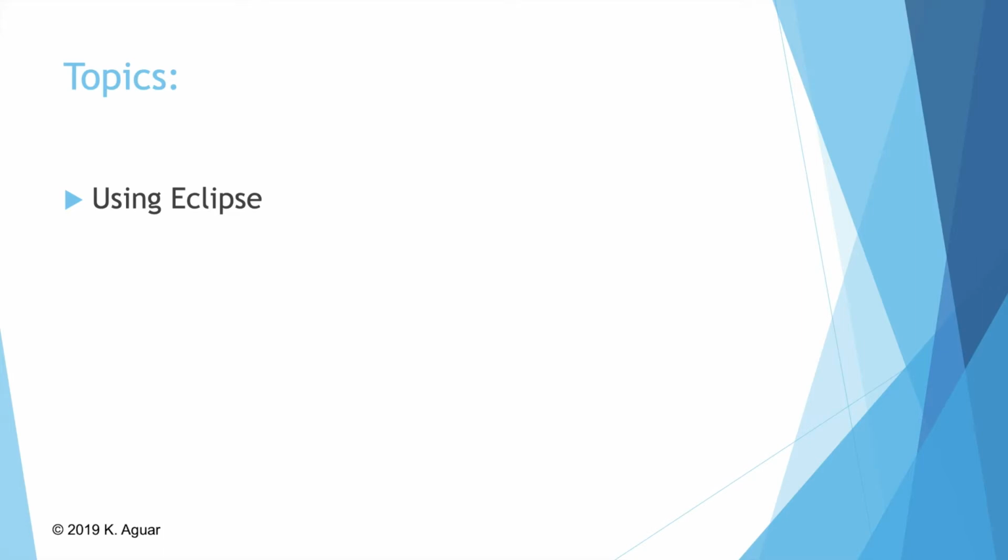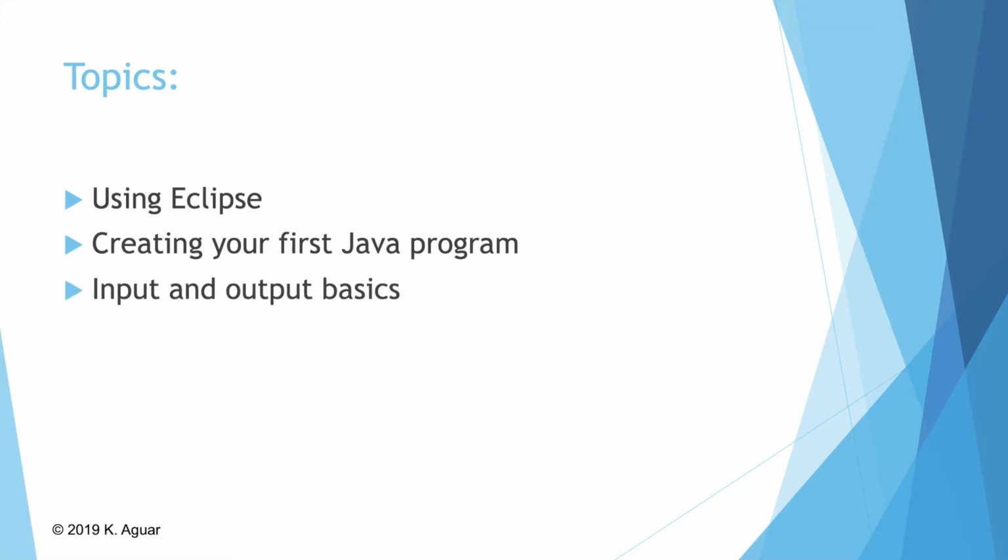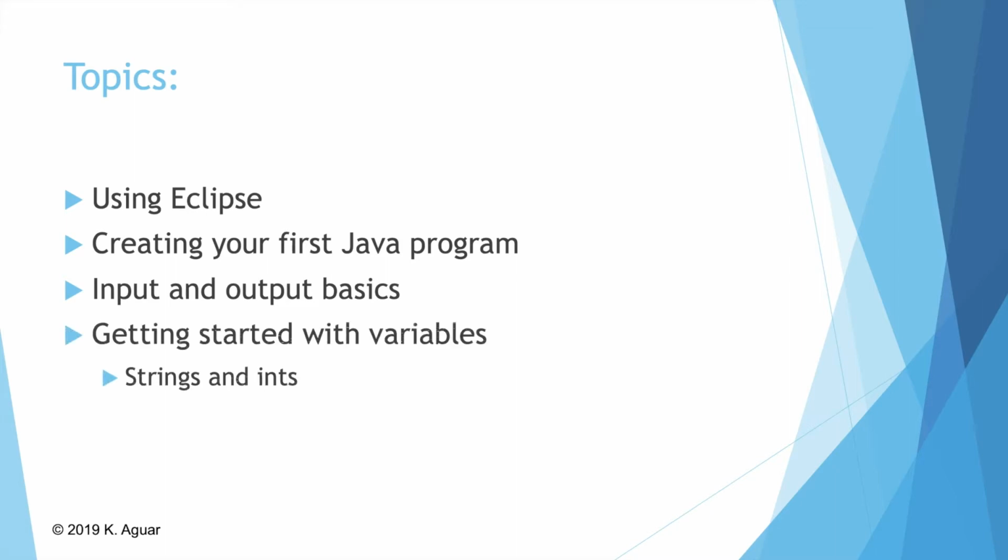In this video we're going to discuss using Eclipse. We'll actually open the software and look at it together. We're going to create your first Java program, a Hello World program. Then we're going to talk about some basics with input and output of the Java programming language. And finally, we'll talk a little bit about variables, how to store different things in Java. In this video, we'll just touch on strings and ints, but know that there's more detail coming later.